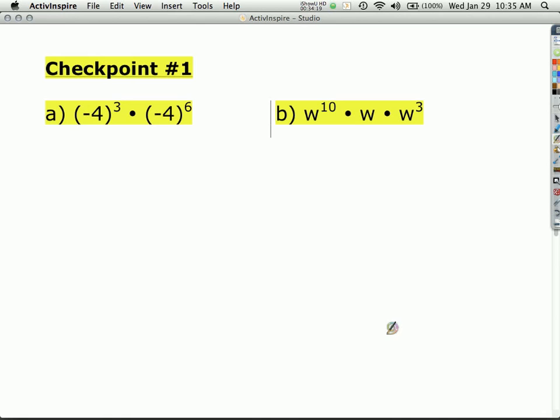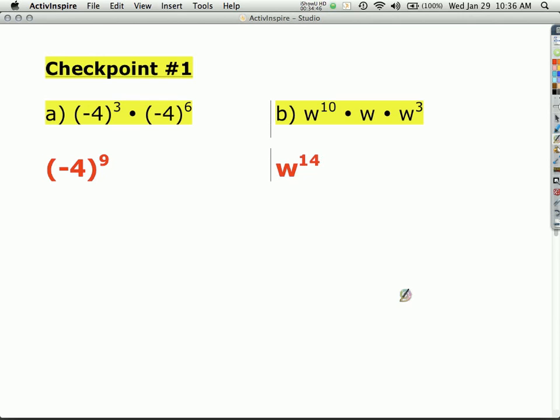The correct answer is -4 to the 9th power. What about part B? What do you get? Start with Catalina and then Sebastian. W to the 4th. Okay? So they are in agreement. The correct answer is W to the 14th power. Comments, questions on either of those?